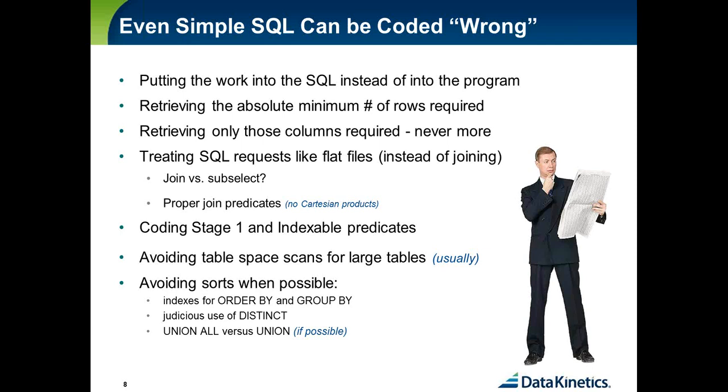Avoiding scans. This involves making sure that you are explaining your SQL and looking for scans, and looking for ways to use index access. Avoiding sorts: there are multiple ways to avoid sorts with order bys and group bys, having indexes to match them, not using distinct unless you really do want to sort to remove duplicates, and using union all instead of union. Union sorts to remove duplicates, so if you won't have duplicates or you don't care if there are duplicates, use union all and it's going to perform better.